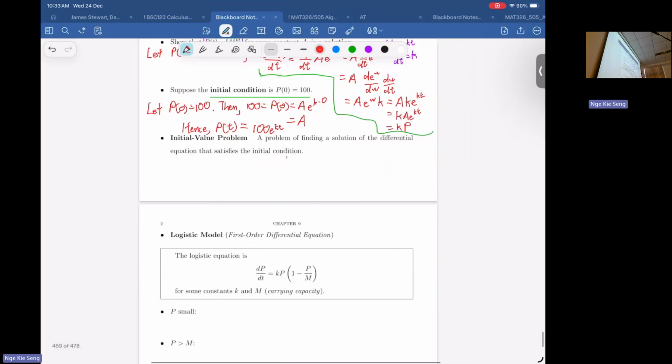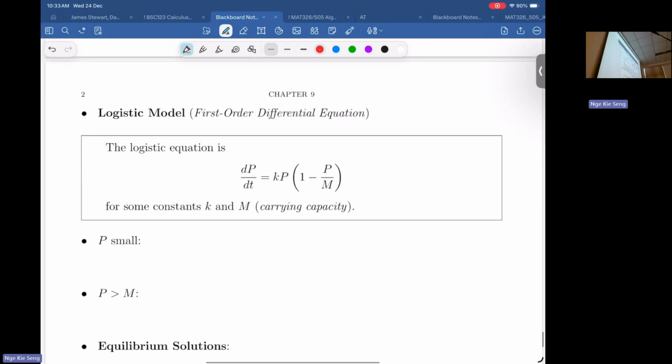Okay, if no question, we'll go to the next model here. It's what we call the logistic model. Can you see what's the difference with this logistic model and the exponential growth model here? There's an extra factor here. So what's this extra factor? 1 minus p over m. What's m here? k and m are some constants, but they call this m the carrying capacity.